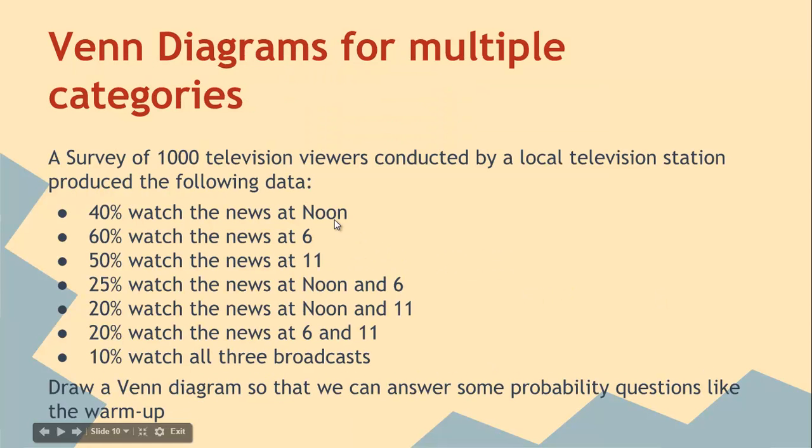Here's multiple categories. We'll see Venn diagrams for 2 categories, and we'll see Venn diagrams for 3 as well. So we've got people that watch the news at noon, 6, and 11. And so we're going to draw a Venn diagram that will go through all of that. When we see something like this, it's hard to figure out if you don't know to draw a Venn diagram to start. But if you go to the Venn diagram, you have a strategy for how to deal with that.